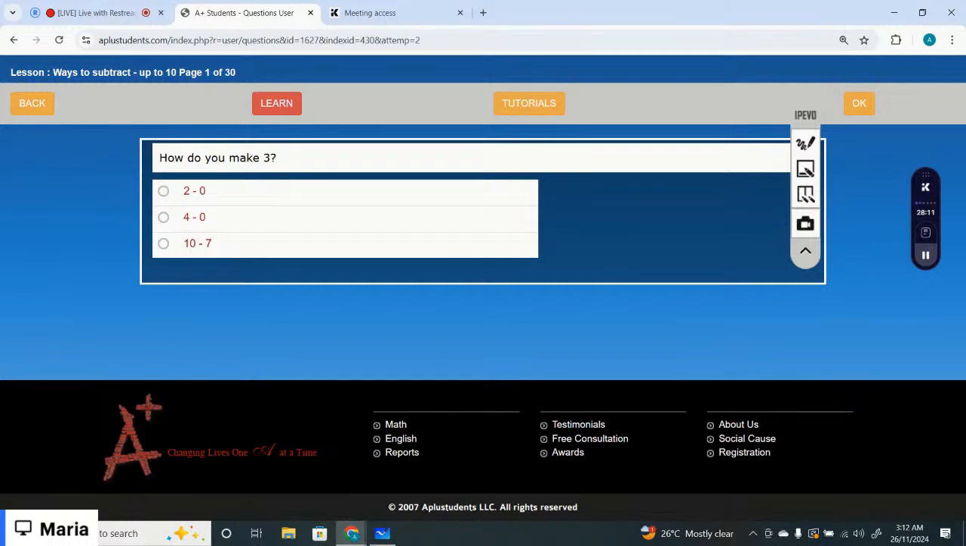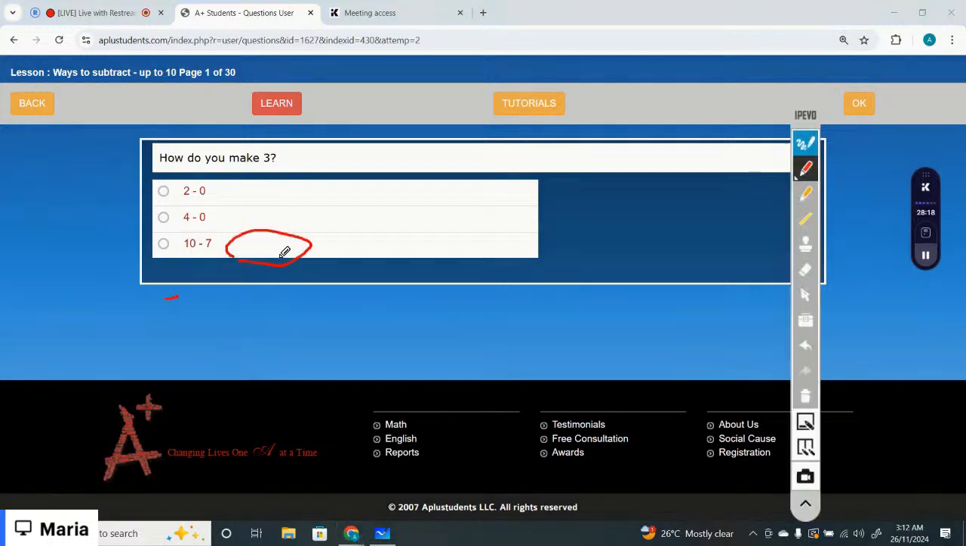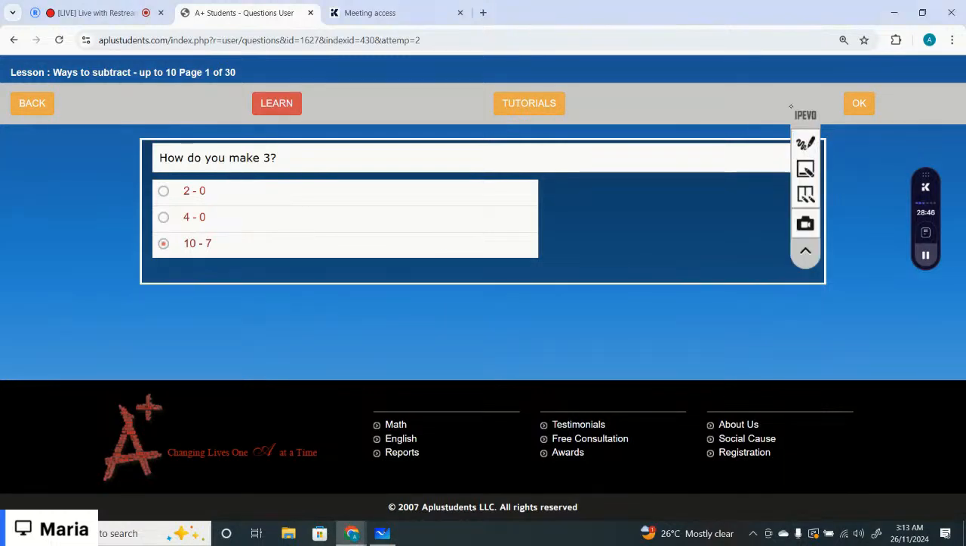How do you make 3? So you have to subtract and see which option makes 3, right? So start with the first one, that is 2 take away 0. So 2 take away 0 is 2. Then you have 4 take away 0. 4 take away 0 is 4. Then you have 10 take away 7. So start with 7, count until 10. 8, 9, 10. So 10 take away 7 is 3. The correct option is 10 take away 7 is 3. Option number 3 is the correct option.